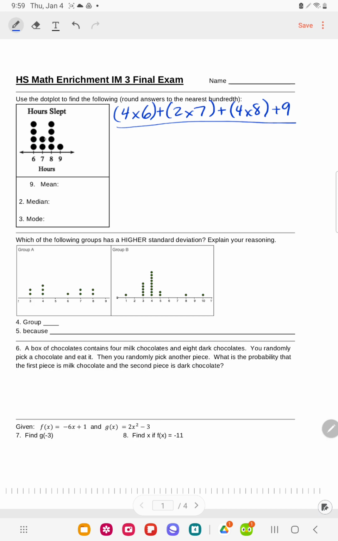So there's 4 6's, 2 7's, that's 6 numbers, plus another 4 8's, that's 10 numbers, plus a 9 is 11 values. So now we just multiply and add accordingly. 4 times 6 is 24, 2 times 7 is 14, 4 times 8 is 32, plus 9, all over 11. 24 and 14 make 38. 38 plus 32 make 70. 70 plus 9 is 79. So 79 over 11. And if we use a calculator to calculate that, we end up with 7.18 as our mean.